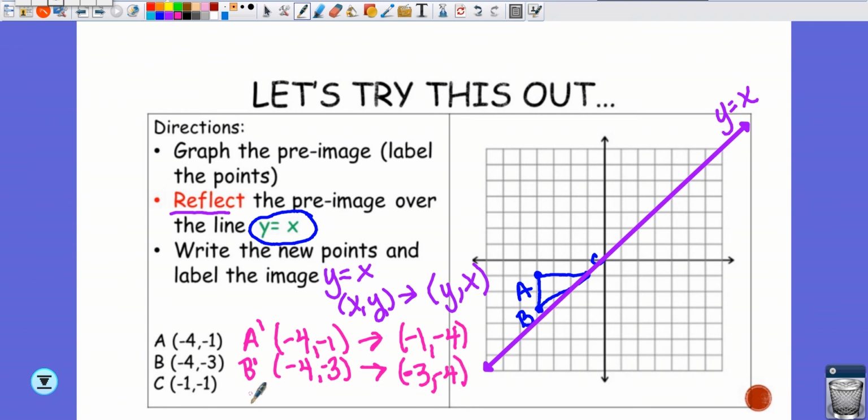And then to get C prime, I would just do -1, -1, and the rule tells me to just switch x and y. So that means I just put the -1 here on that side and the other -1 on the other side. So this was x and this was y, and I just switched them. So instead of x being first, I make y go first and make the x second. Alright, so I'm going to go graph my points.